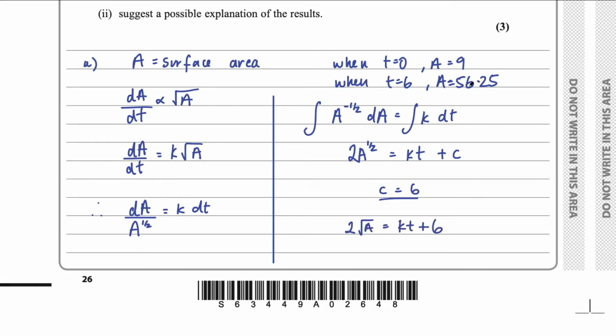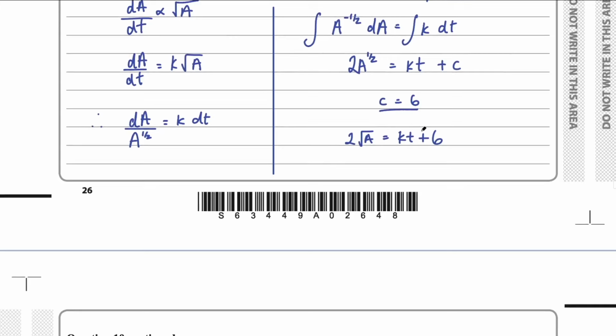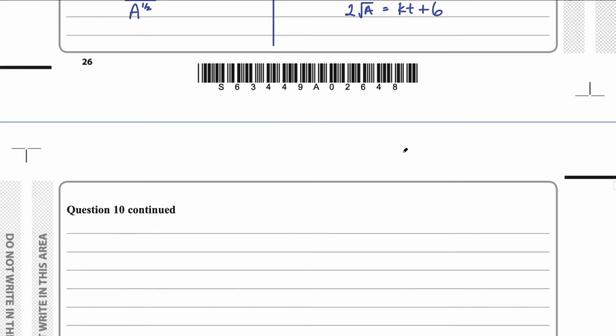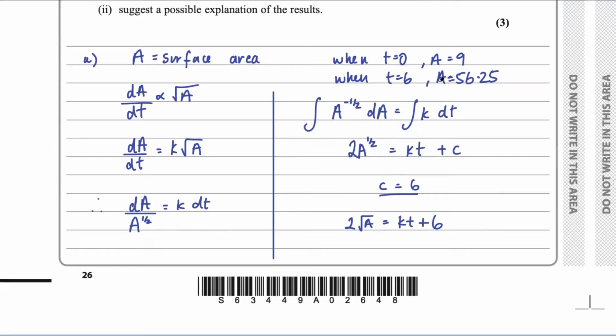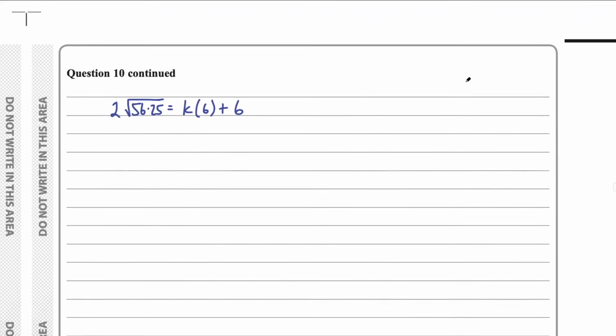Next, let's use the other piece of information we're given, t equal to 6, a equal to 56.25. Substitute that into this equation to find k. So we would have 2 times the square root of 56.25 equal to k times 6 plus 6. Again, because they told us when t equals 6, a equals 56.25.